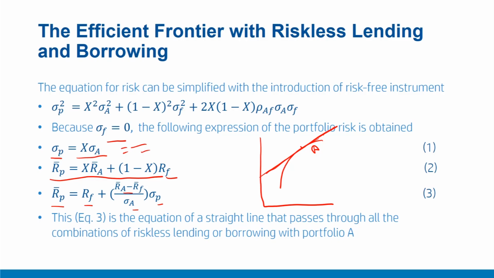This expression would provide you with the expected return and risk relationship which passes through this line. All the points on this line will be described by this equation.